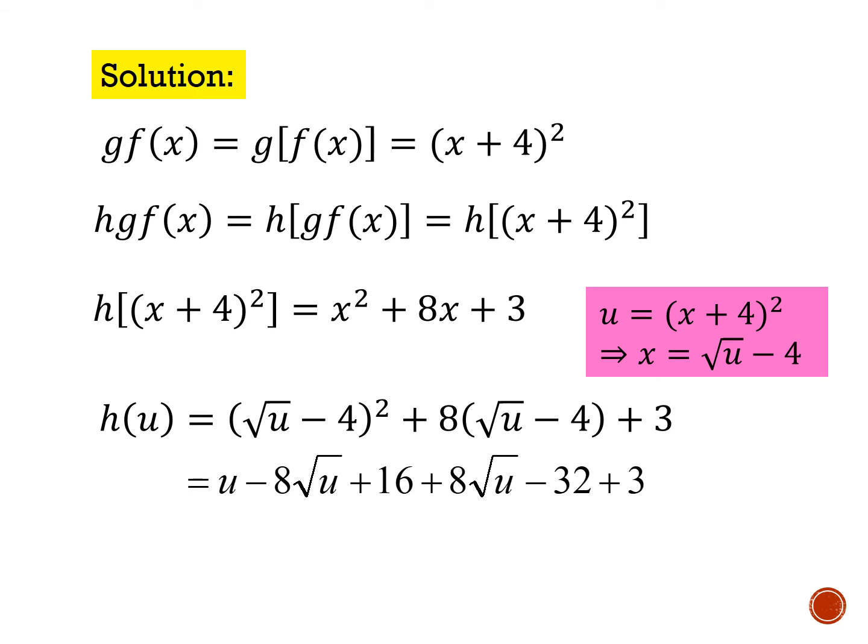And then we simplify. We expand (square root of u minus 4) squared, and we also expand 8 multiplied by (square root of u minus 4). So then we get u minus 8 square root of u plus 16 plus 8 square root of u minus 32 plus 3. Then we simplify, we get h(u) equals u minus 13. By substituting u with x, then h(x) equals x minus 13.